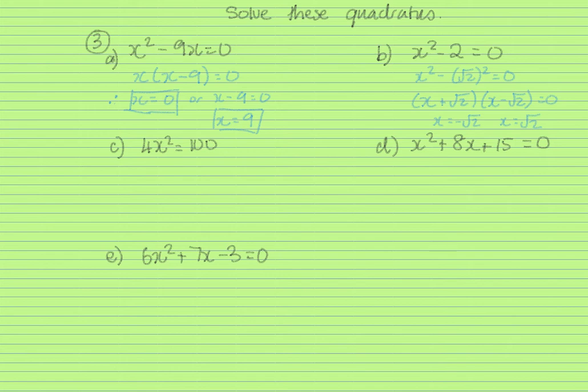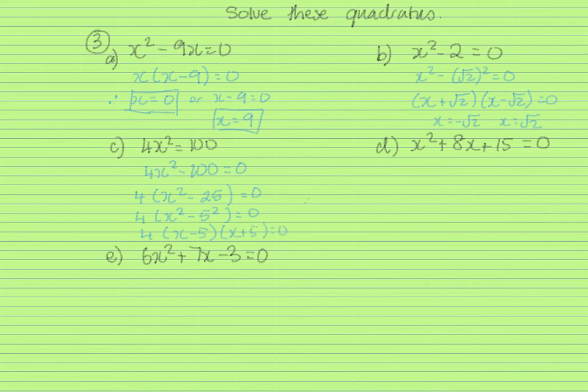Okay, with part C, I've got 4x squared equals 100. I'm actually going to move the 100 to the left and make it equal to 0. Then I can see that they're both divisible by 4, so I'm taking the 4 out the front. And in the bracket, I recognise now I've got a perfect square, difference of 2 squares: x squared minus 5 squared. So I can factorise: x minus 5, x plus 5 equals 0.